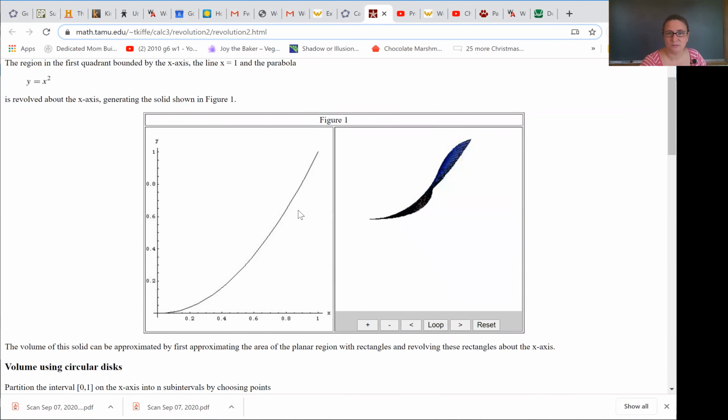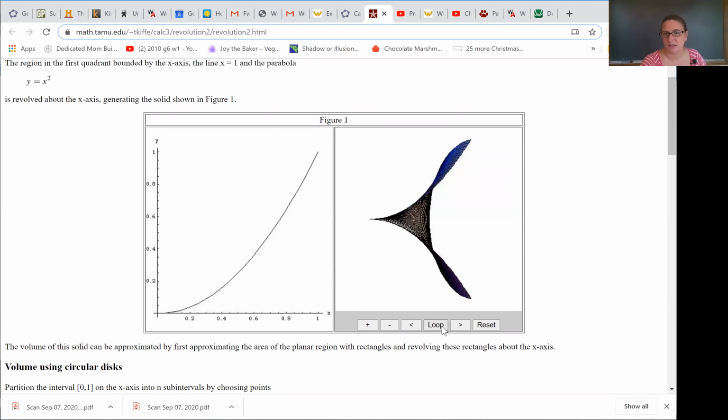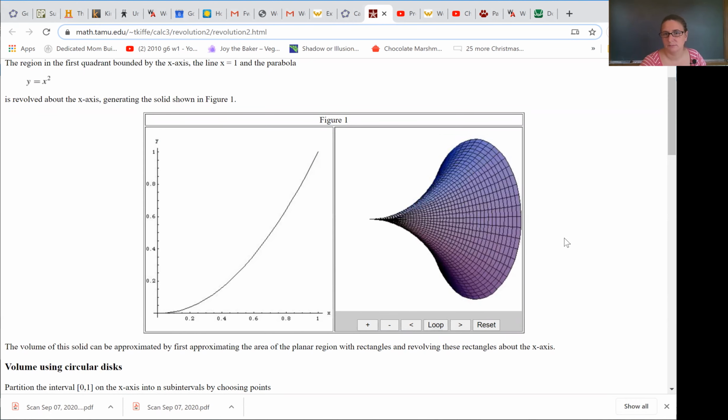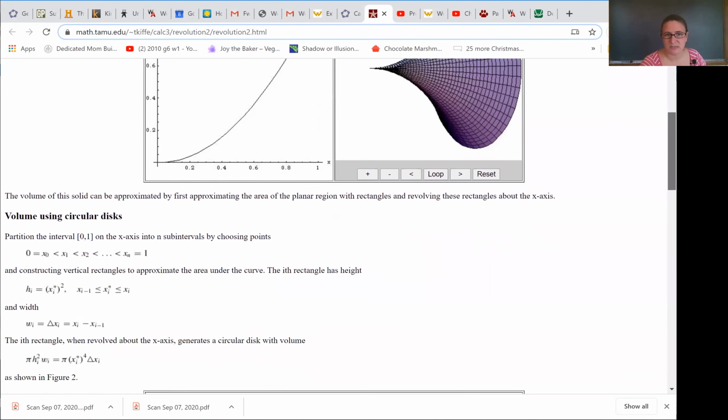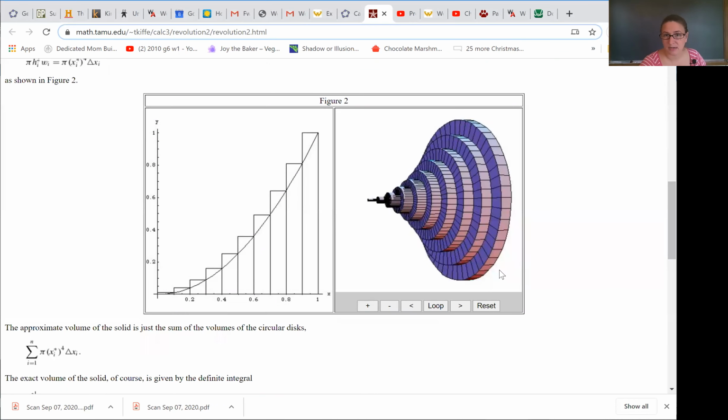Okay, so this is the curve y equals x squared from 0 to 1, and as you turn it around, you get something like that. Now, if I think about what's going to happen when I break it up into discs, you can see the discs pretty well here. They've broken this up into 10, I believe.